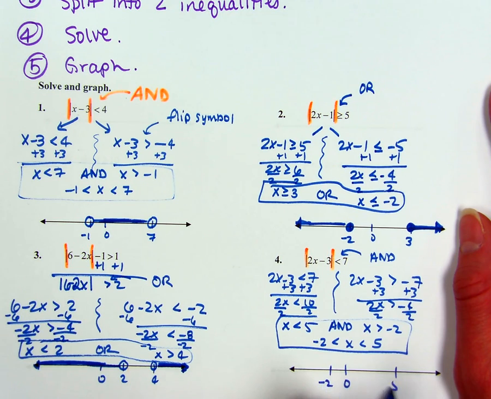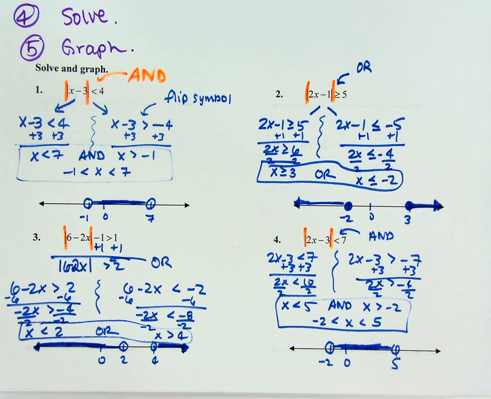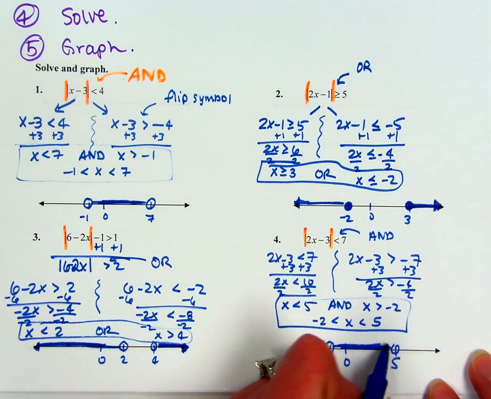All right, so the last step is to find the numbers on the number line and graph. So you're going to graph in between negative 2 and positive 5, and they're both open circles.